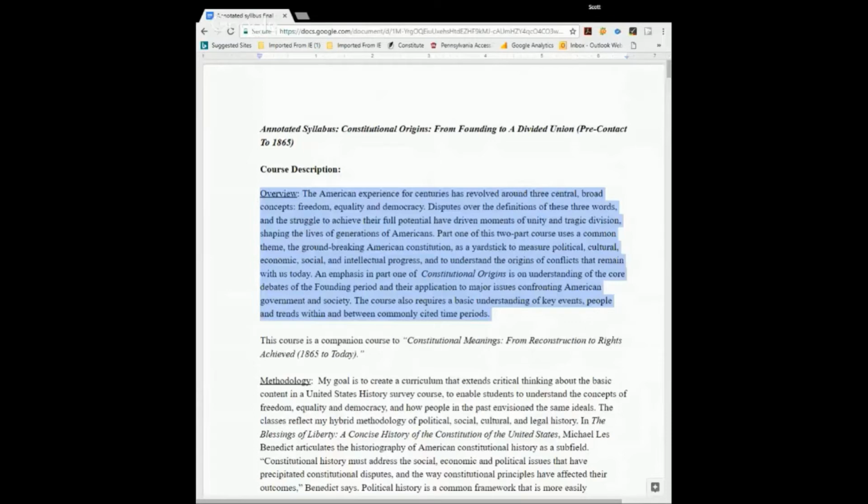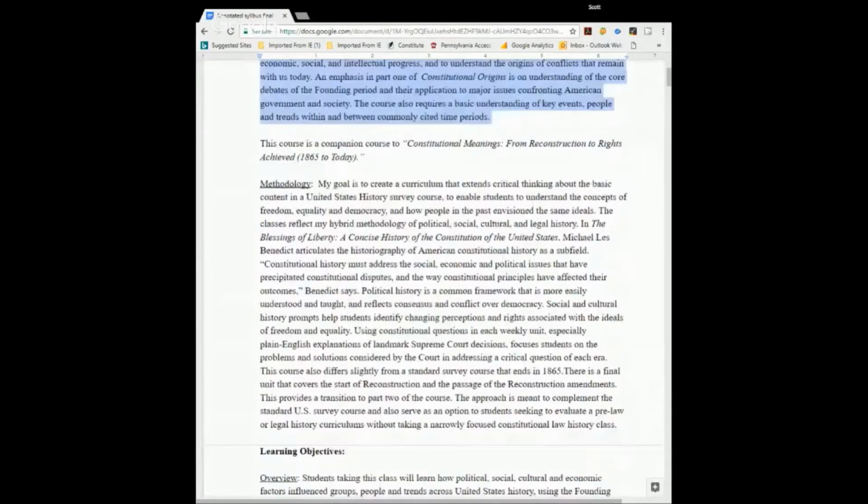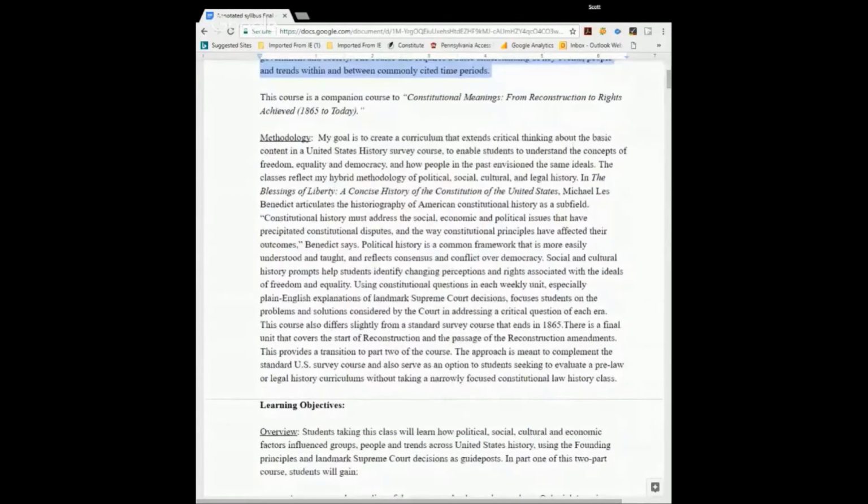So my overview really gets into that point, and my emphasis in part 1 is understanding the core ideas and the debates in the founding period. That was also my book project for the 5 books that I read and analyzed. My understanding from that is going to be listed in my methodology. My methodology is to create a curriculum that extends critical thinking about the basic content in a U.S. history survey course to enable students to understand freedom, equality, and democracy, and how people in the past envisioned those same ideals.